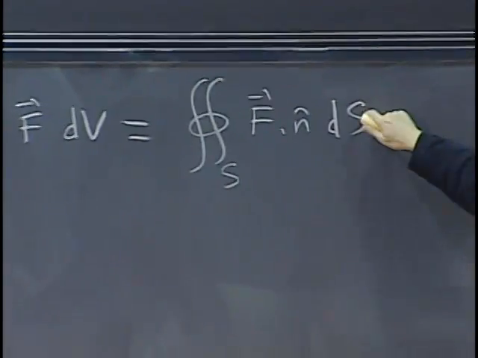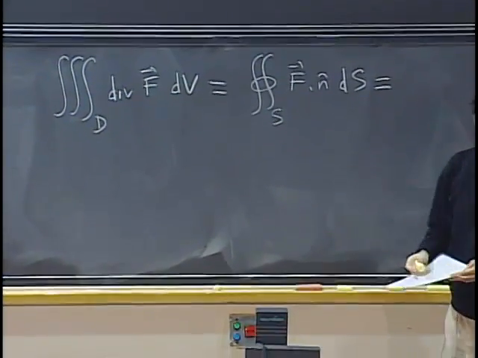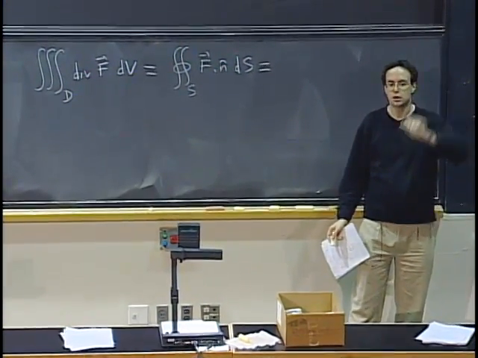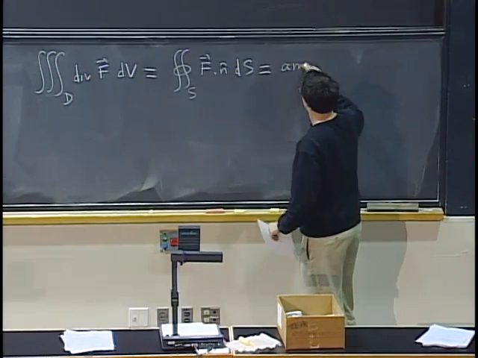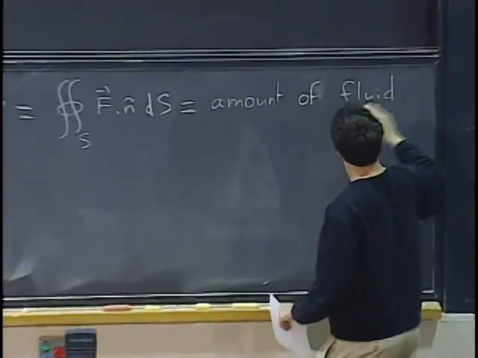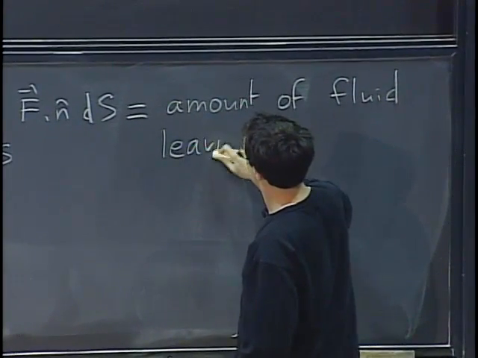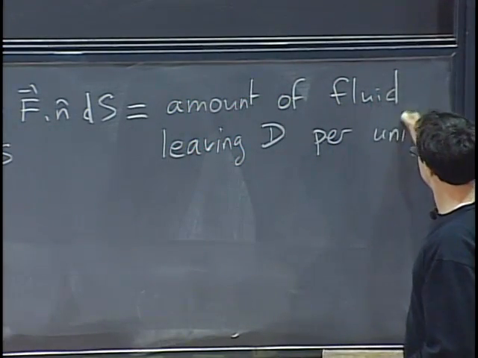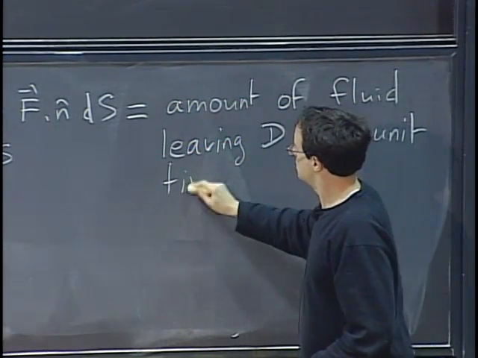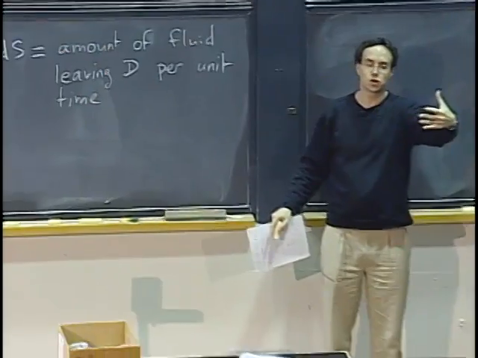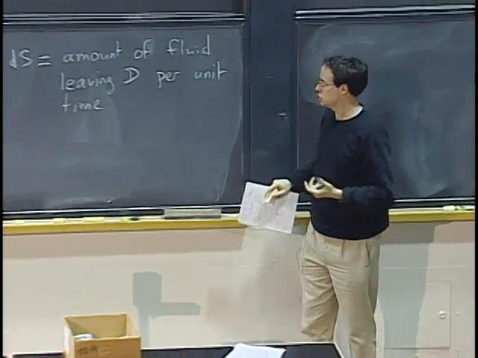So now we know what flux means. Remember, we've been describing flux as how much fluid is passing through this surface. So that's the amount of fluid that's leaving the region D per unit time. And of course, when I'm saying that, it means I'm counting everything that's going out of D minus everything that's coming into D. That's what the flux measures.